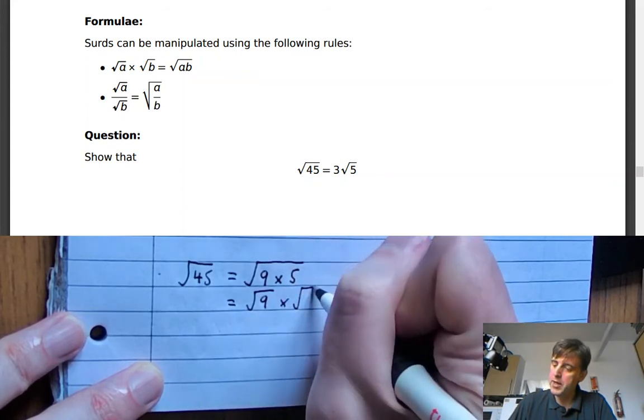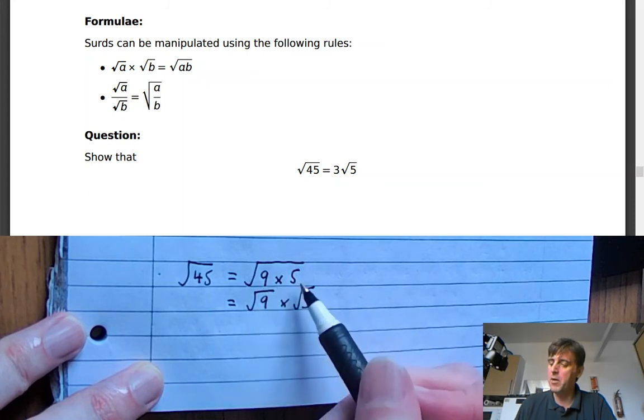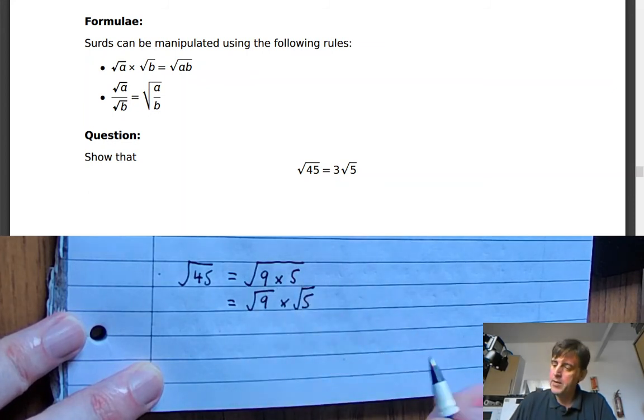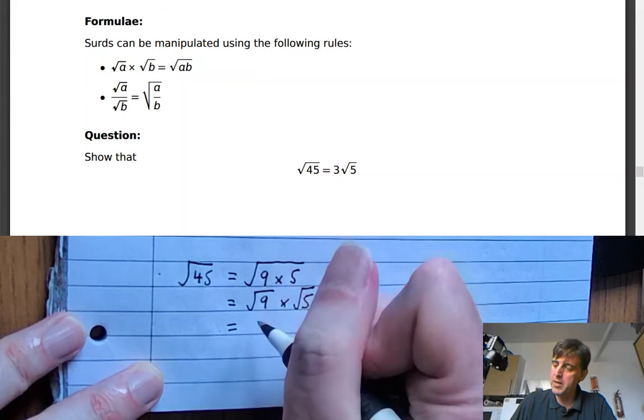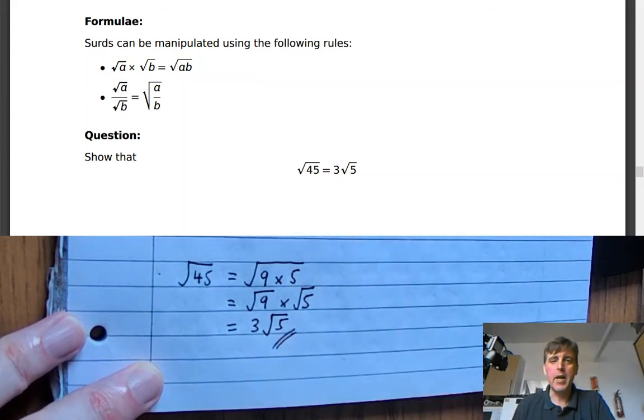this is how it works here. We use that first rule on the screen backwards to split the 9 times 5 up into 2 separate roots like this, and then of course the square root of 9 is 3, and then we've got the square root of 5 there, and we're done.